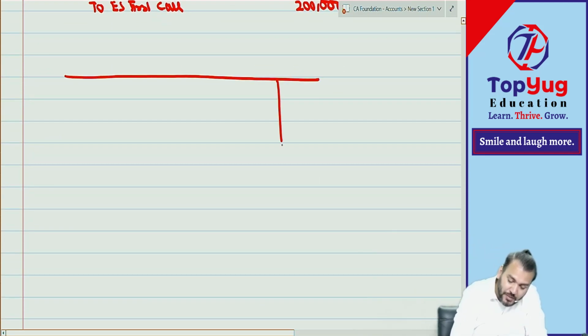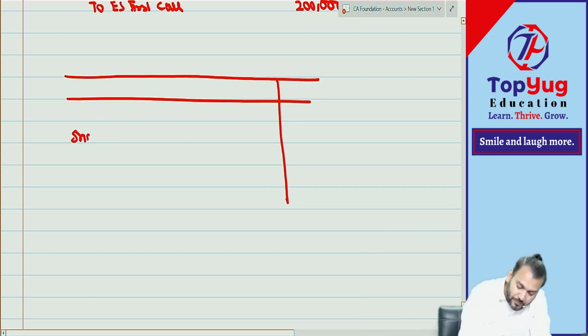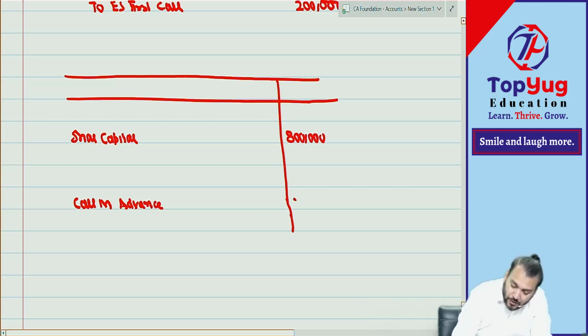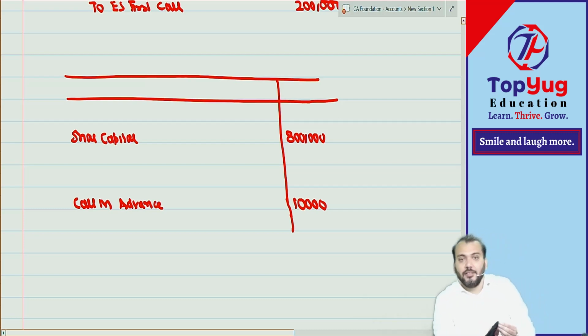You say in balance sheet, the share capital will come how much now? 8 lakh. Very good. Excellent. This is called up capital. Correct. And calls in advance will come how much? Will come in liability, na? So out of 20,000, how much already existed? The balance is what? 10,000. Understood? Have you understood? Correct.